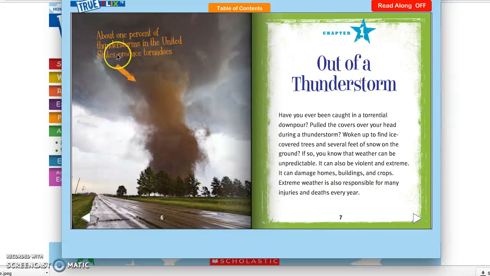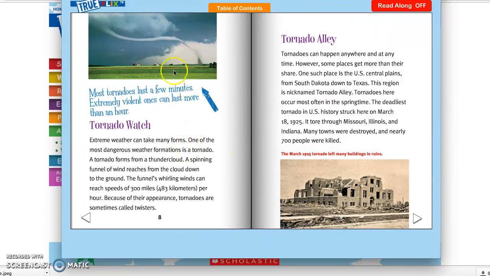It says out of a thunderstorm, and I can see that about 1% of the thunderstorms in the United States produce tornadoes. So this picture is of a tornado. I also see up here in this picture that says most tornadoes last a few minutes. Extremely violent ones can last more than an hour. There's another picture down here that talks about in March of 1925, a tornado left many buildings in ruins.